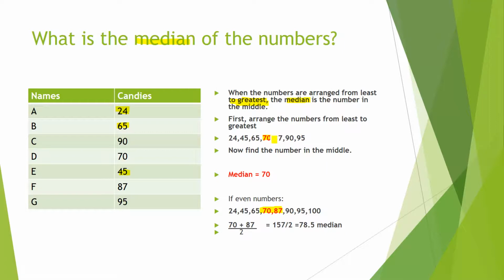If it is an odd number, there should be only 1 number in the middle, that is called the median. If it is the even numbers, always 2 numbers will be in the middle, then you have to divide by 2 in order to find the median.